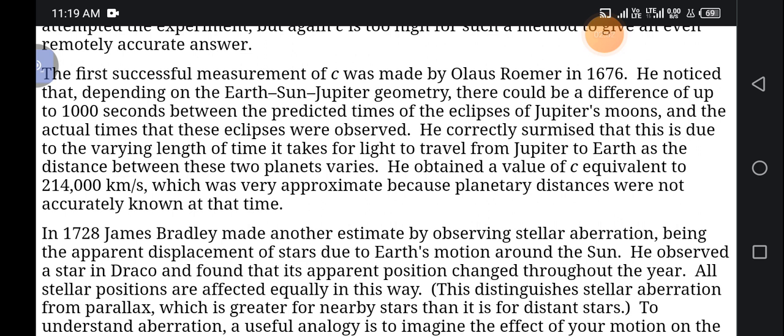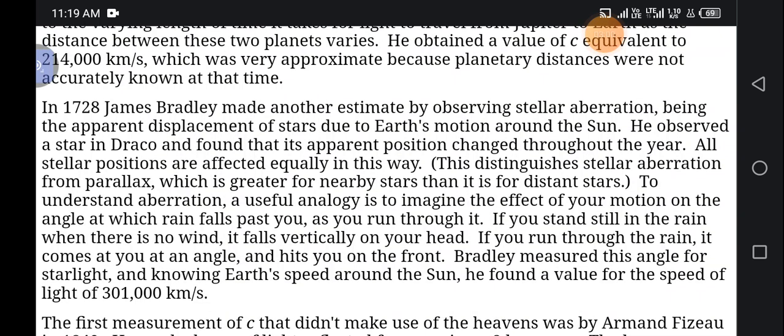He obtained a value of c equivalent to 10^4 km per second, which was very approximate because planetary distances were not accurately known at that time. In 1728, James Bradley made another estimate by observing stellar aberration, being the apparent displacement of stars due to the Earth's motion around the Sun. He observed a star in Draco and found that its apparent position changed throughout the year. All stellar positions are affected equally in this way.